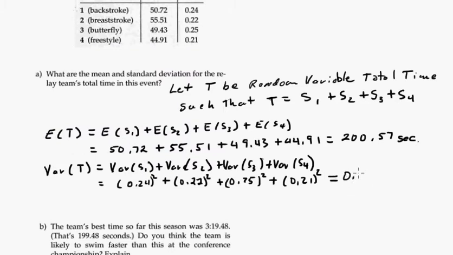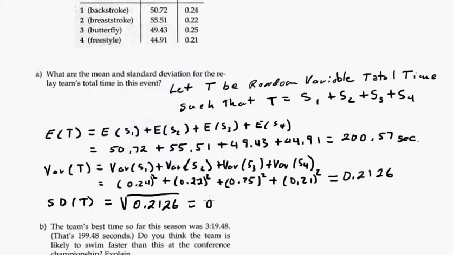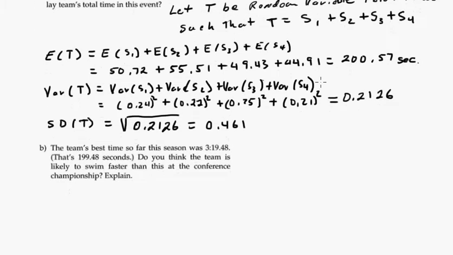So the standard deviation of the total time is just the square root of 0.2126. Let's go back to the calculator. Boom. We get 0.461. Okay, so that answers the question: what is the expected value and what's the standard deviation?